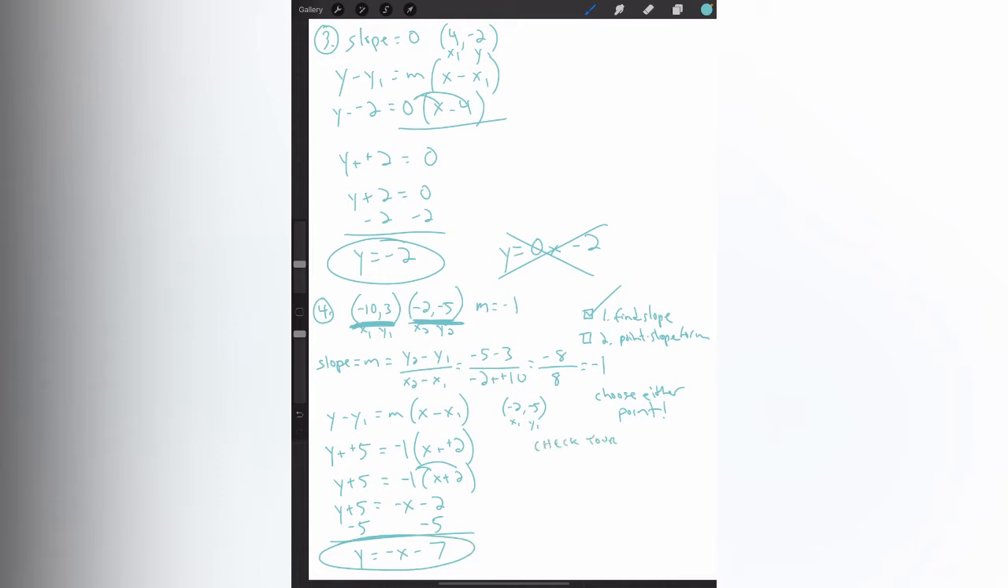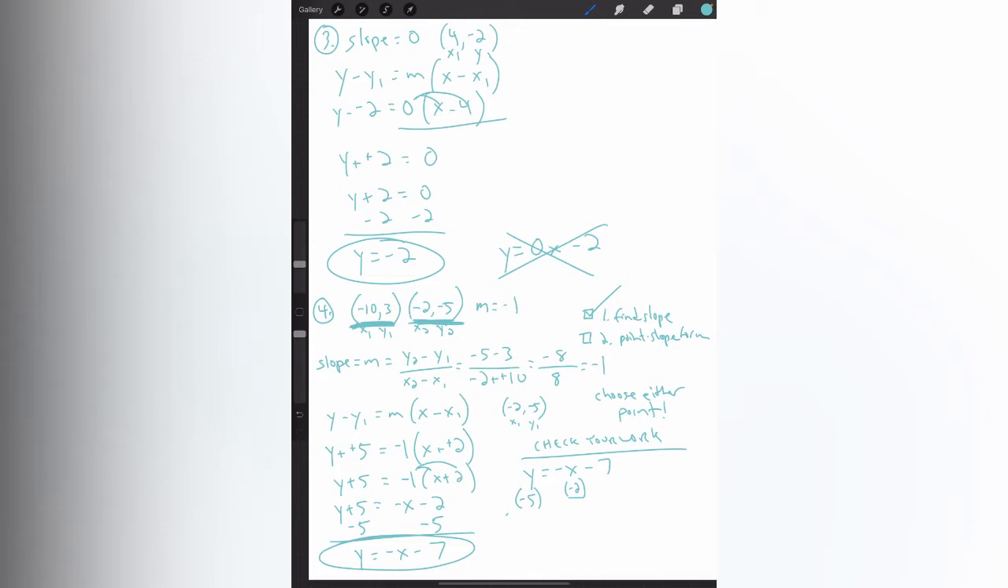check your work. Okay? I can write this original equation in here. Y is equal to negative x minus 7. And I could use both points, negative 10, 3, or negative 2, negative 5. Substitute those values in, right? If I say negative 2, I should get negative 5. Let's check. Negative 1 times negative 2 here gives me a positive 2. 2 minus 7 is negative 5.